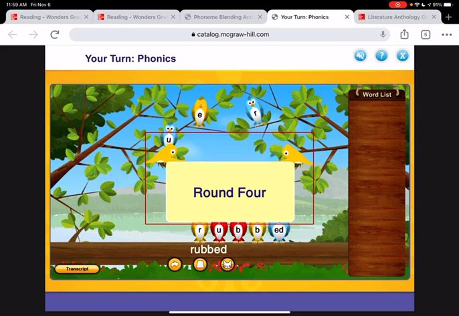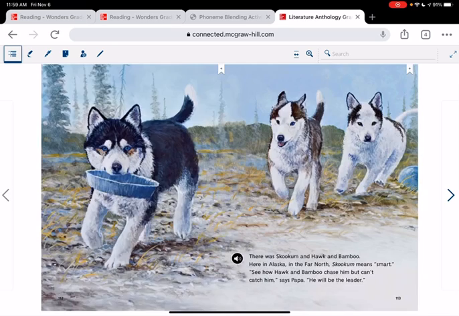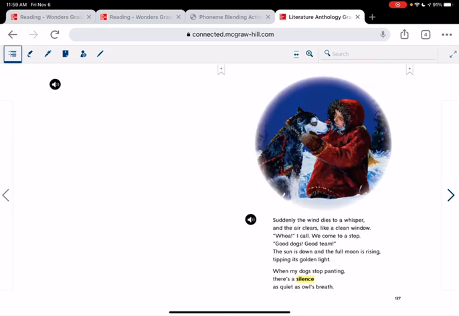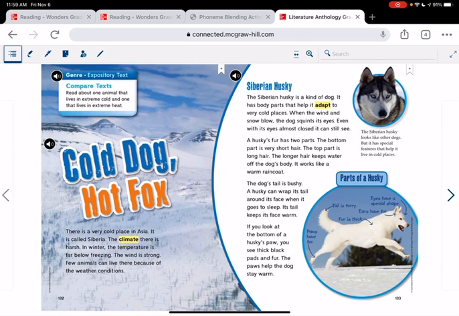Yep, we did great. Okay. Now what we're going to do is we're going to look at Sled Dogs Run. I'm going to see how many pages it is. That way we have a little bit of a time frame. It's a bit of a longer book, I notice.